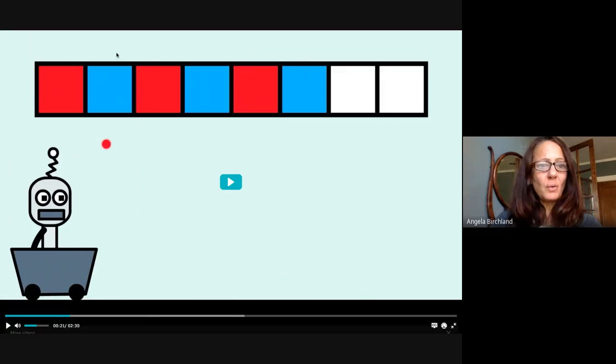So if you know what is repeating, for instance, the core of this pattern is red and blue. Please remember that word. I'll be using it a lot, but I will remind you that the core of a pattern is what repeats. So in this case, it's the colors.